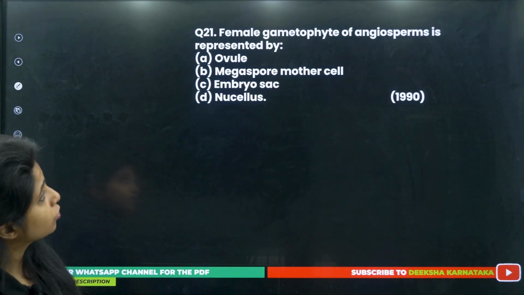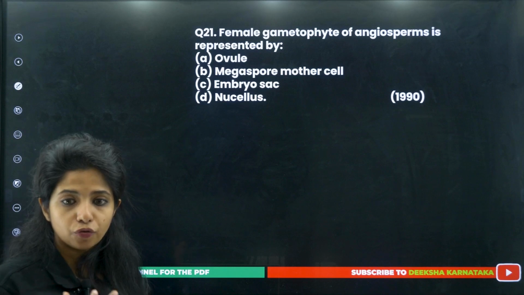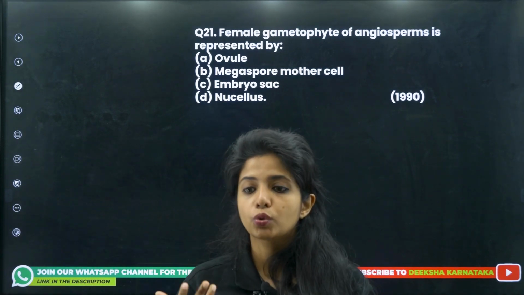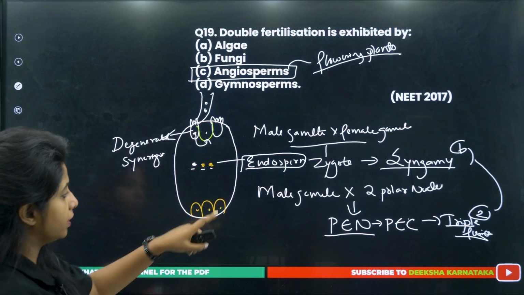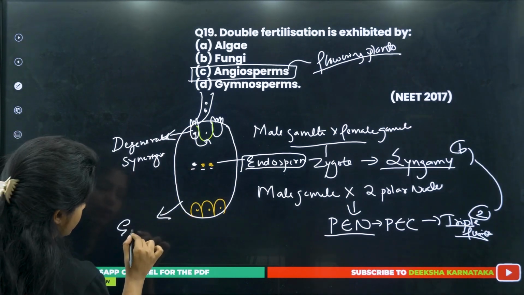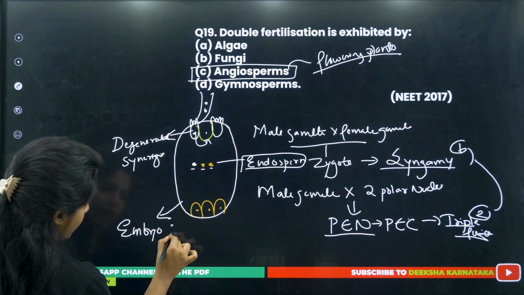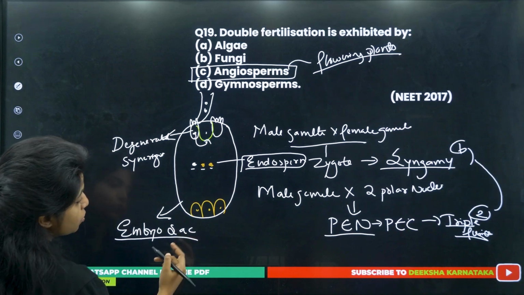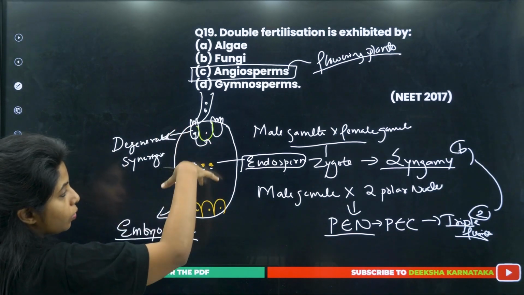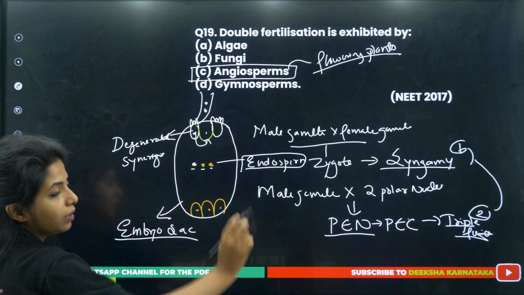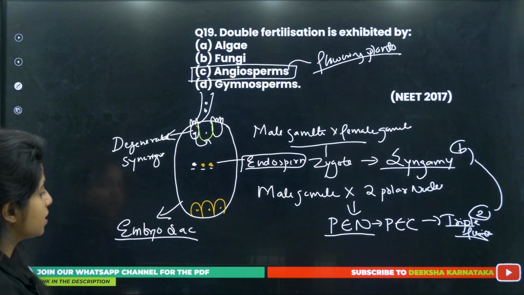Female gametophyte of angiosperm is represented by female gametophyte. Gametophytes are the ones which would give rise to gametes later on. So it's the embryo sac, children. This whole thing that you see over here is known as embryo sac. As I said, one functional megaspore divides and forms the embryo sac. In the embryo sac, these cells are being divided, and later the female gamete is being formed. So this is the gametophyte.